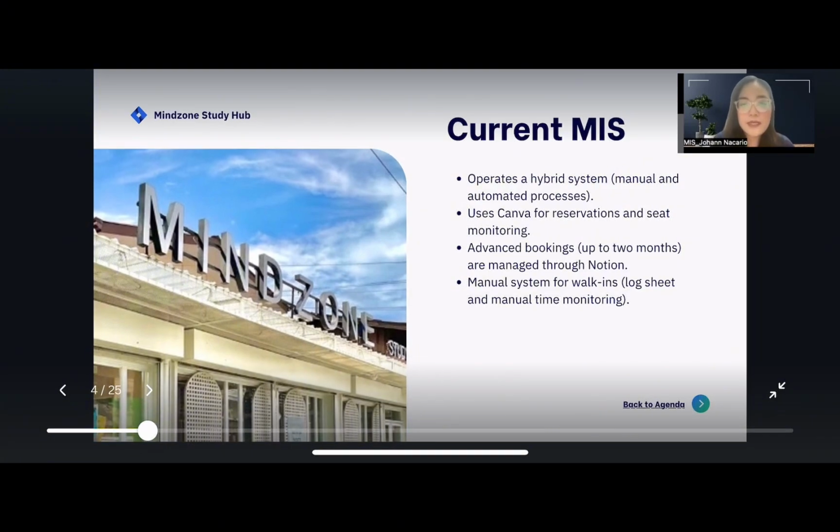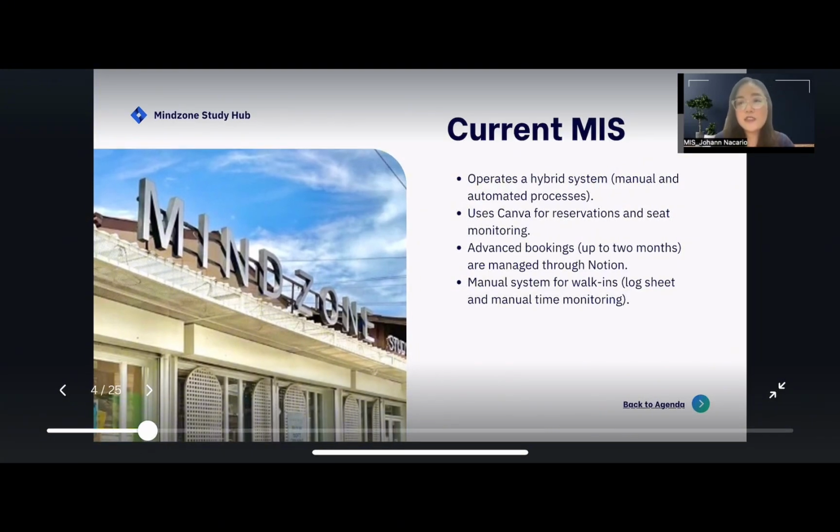So for their current MIS, they are currently using a hybrid system, which is a mix of manual and automated processes. Right now they're using Canva for online reservations and seat monitoring. They also have an advanced booking process, which is limited to up to 2 months in advance, through Notion. And for their manual system for walk-ins, they do the manual or traditional logs for their walk-in customers. But let's dive more into these processes.